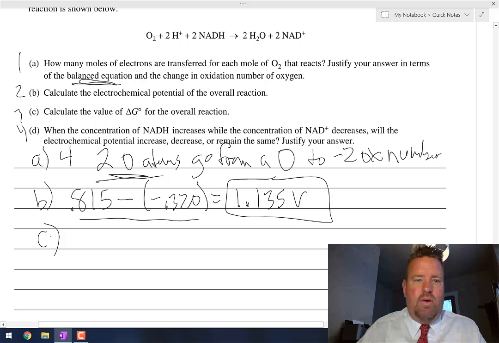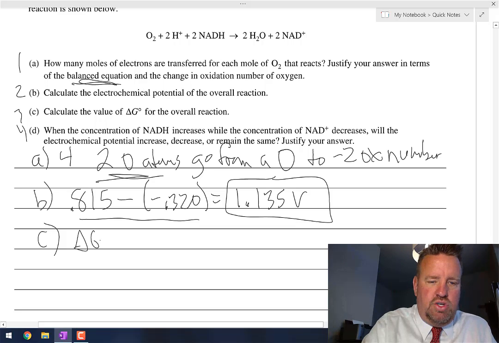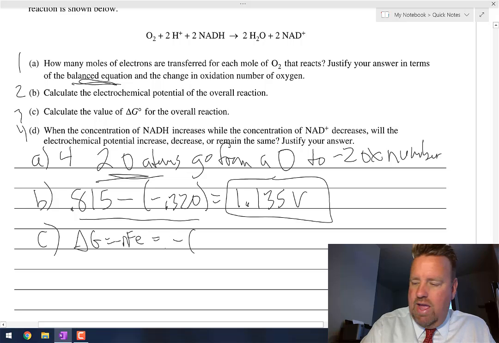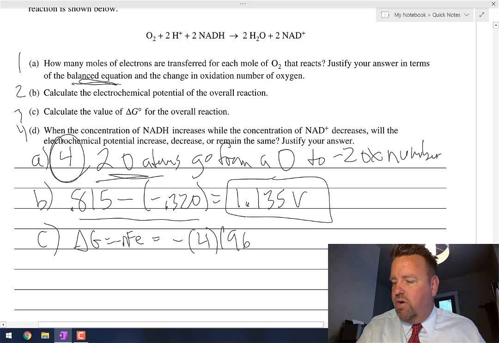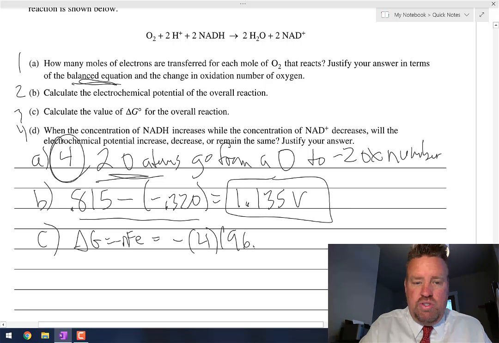Part C, now calculate the value of delta G. Delta G equals negative nFE. So we've got negative, and then our number of electrons that are transferred is the n value, that's 4. Faraday's constant, 96,485 joules, or 96.485 kilojoules per volt mole.